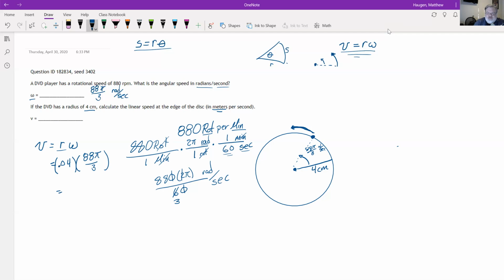So actually, I want to turn that into 4 100ths, just going to make my multiplying a little bit easier. So 4 100ths of a meter. Then we're going to get a nice 300 in the denominator, 4 times 88 pi in the numerator. Can do some canceling again here. That 4 is going to cancel. How many 4s are in 300? 75. So 88 75ths times pi, and meters times radians is just meters. Again, that's the lovely thing about radians. So meters per second.